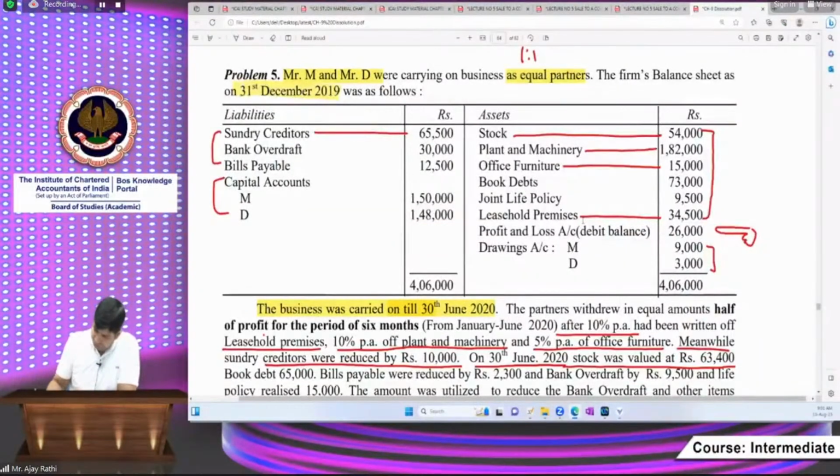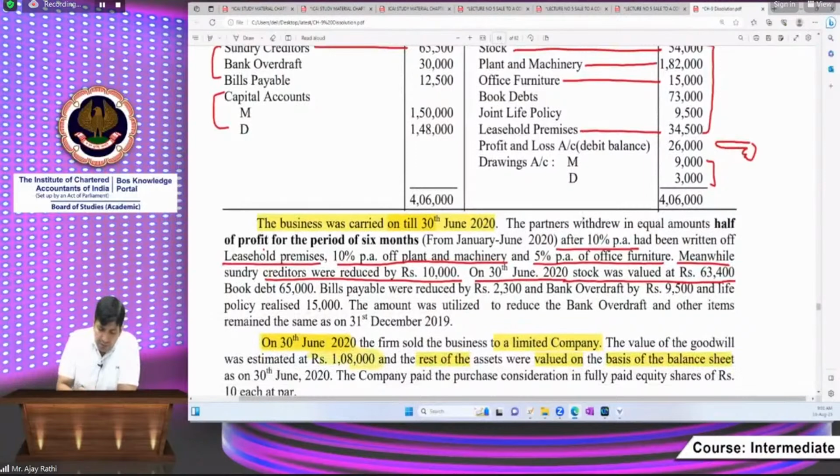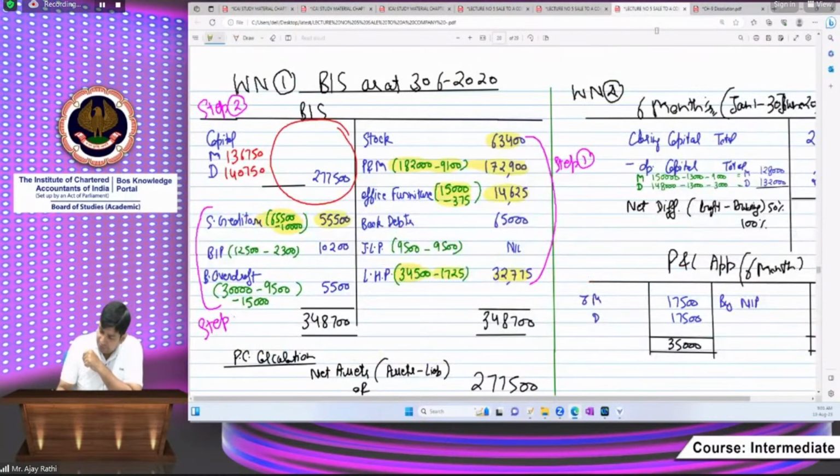Beta, book debts are there. How much? Since the question gives the exact figure, we do not need to add or adjust anything else. So 65,000 is the updated figure. That is the 65,000 here in the balance sheet.